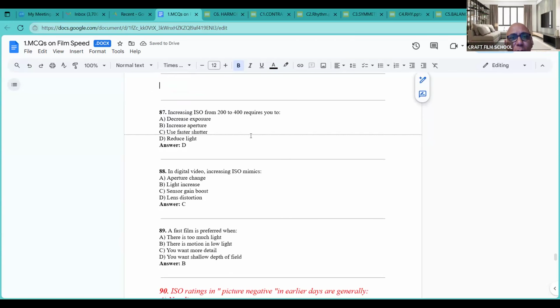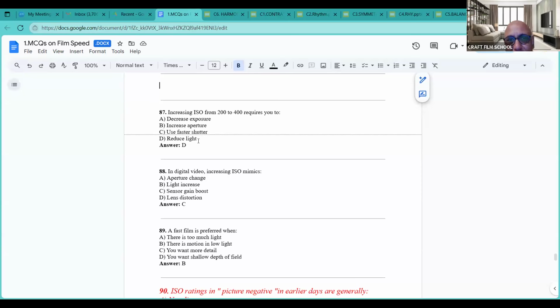Increasing ISO from 200 to 400 means you are increasing from 200 to 400. So that is one stop gain of light, so you need to cut down one stop. So what does cutting down one stop mean? Decrease exposure, increase exposure, use faster shutter, reduce light.